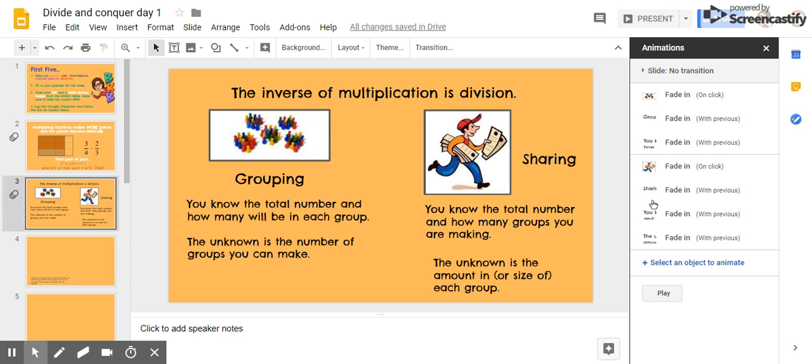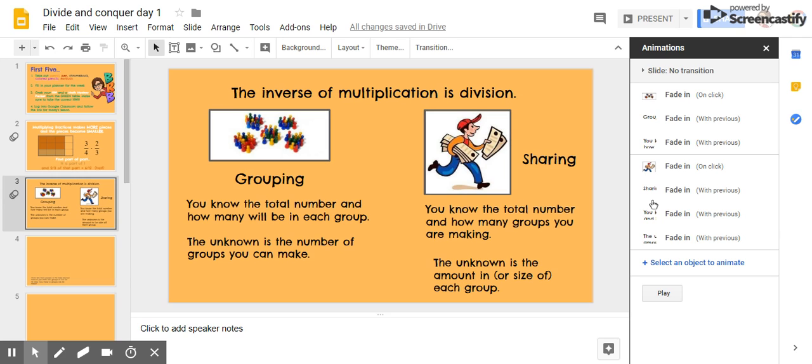We have two different kinds of division problems that we focus on. The first one is grouping problems, and these are really important when we start to talk about dividing fractions, and you'll see why in a few days, because we're going to do both grouping and sharing kinds of problems. The first one is a grouping problem. This is the kind where you know how many total, and then you know how many will be in each group. What you don't know is how many groups you can make.